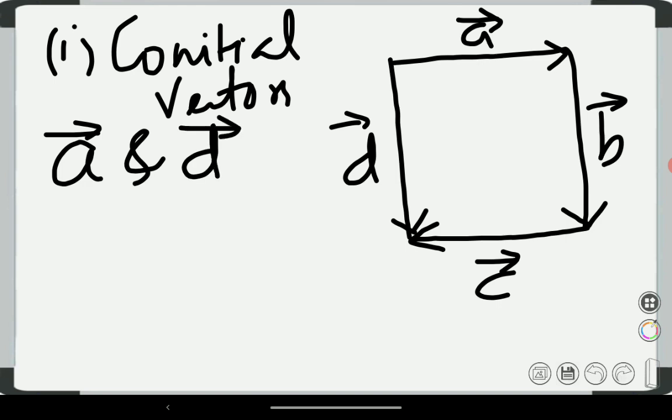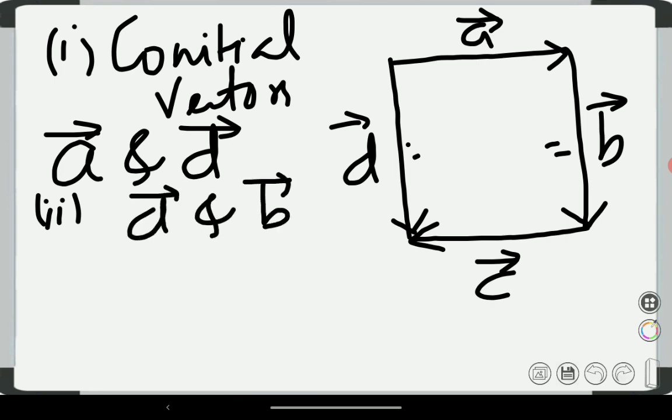Next question is equal vectors. What are the equal vectors? So very clearly in the diagram, you can see that the vector B and the vector D are equal. Both are having same magnitude and the same direction. For second part, the answer is vector D and vector B.